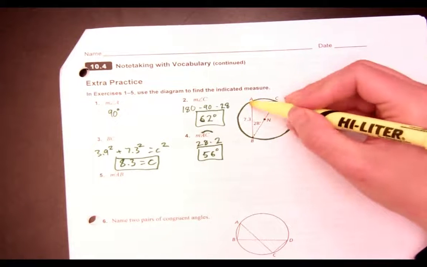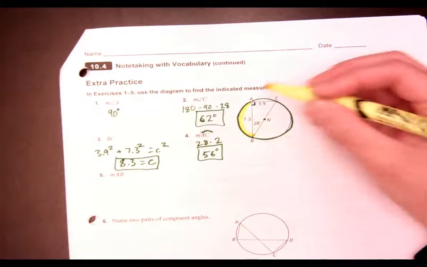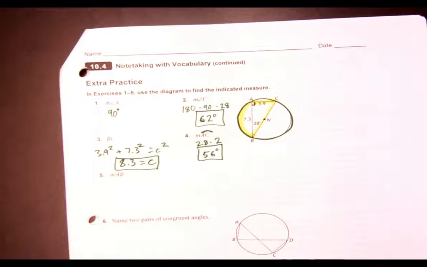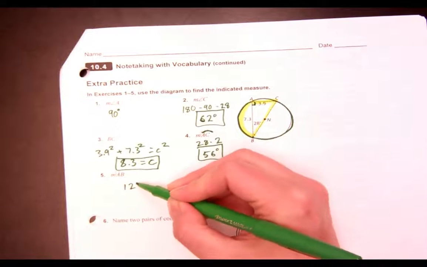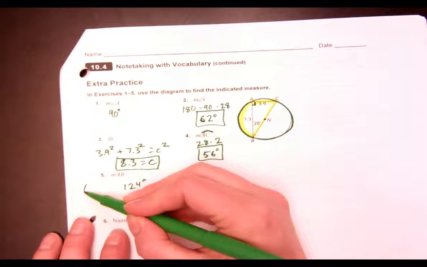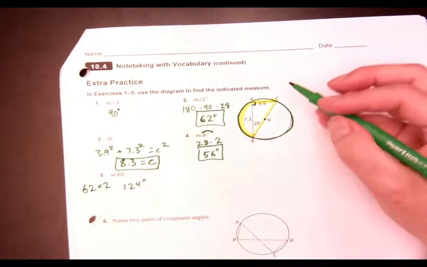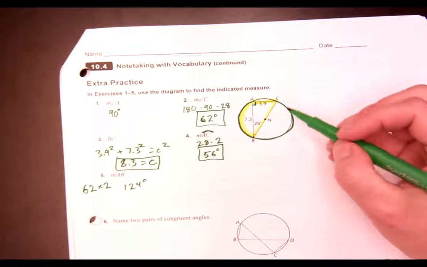Alright, you guys, first of all, arc AB, I started labeling wrong. Arc AB we know is this short distance here, which means I'm going to go off of angle C here. It is 124. Because the 62 is the measurement of C, and then you turn it times 2.